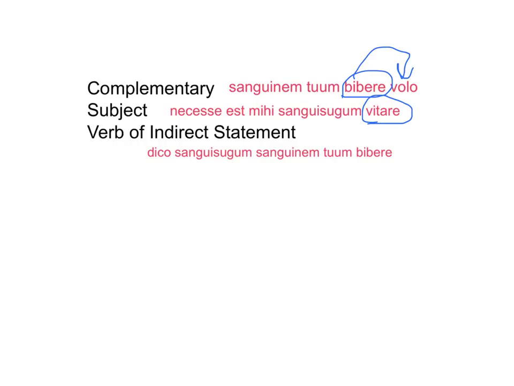And the third is, of course, as the verb of an indirect statement. Dico sanguisugam sanguinem tuum bibere. I say that the vampire is drinking your blood. In this instance, the word bibere is the infinitive, and it is the verb of this indirect statement. So those are the three uses of the infinitive that you've already seen. And in this chapter, Caesar is going to give us a new use, and this is called the historical infinitive.